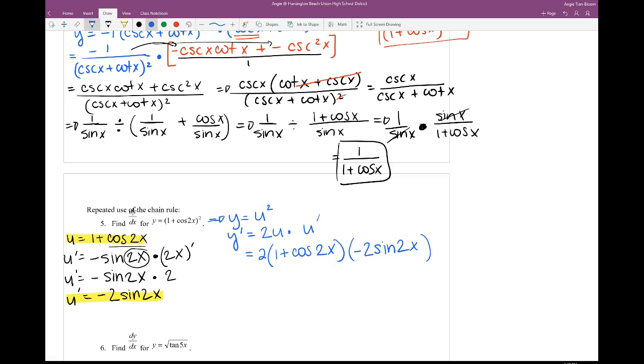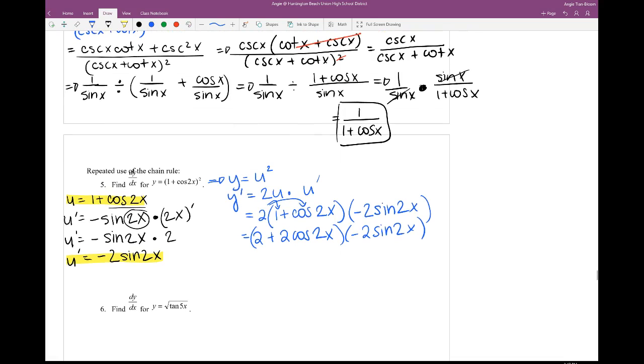Okay, ready? Let's distribute. So from here, we get 2 plus 2 cosine of 2x. That's the first. Minus 2 sine of 2x. Let's distribute some more. Then from here, this is now -4 sine of 2x. Would you agree?